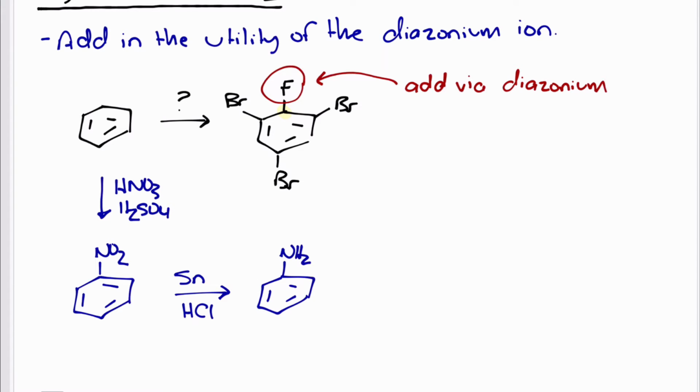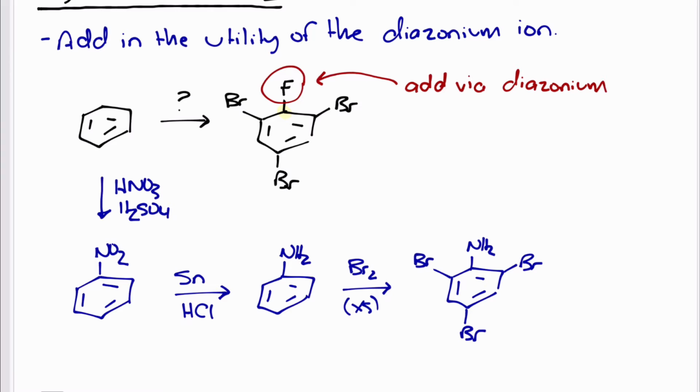Now we have our strong activating group, and if we just add an excess of bromine to this, we can tribrominate. So we'll brominate both ortho positions and the para position. Now we have our 3 bromines installed. We just need to get the fluorine in place.